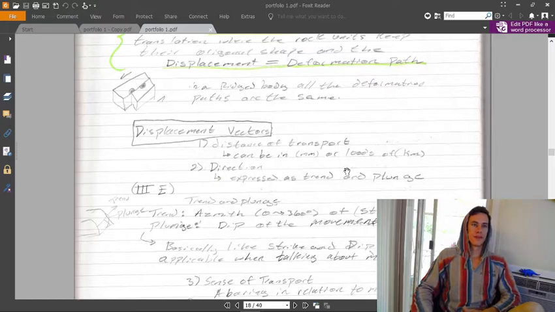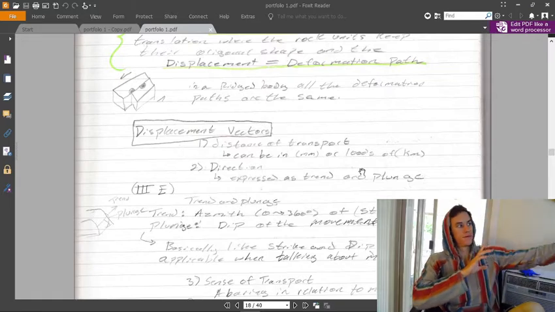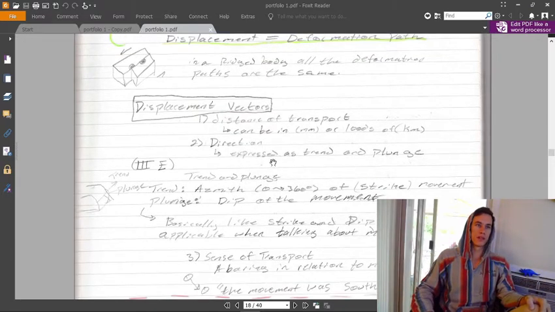Displacement vectors, the distance of transport can be in millimeters or in thousands of kilometers. So it could be just, it moved literally this far, or it moved tens of thousands of miles away. Like, who knows? It just kind of depends.